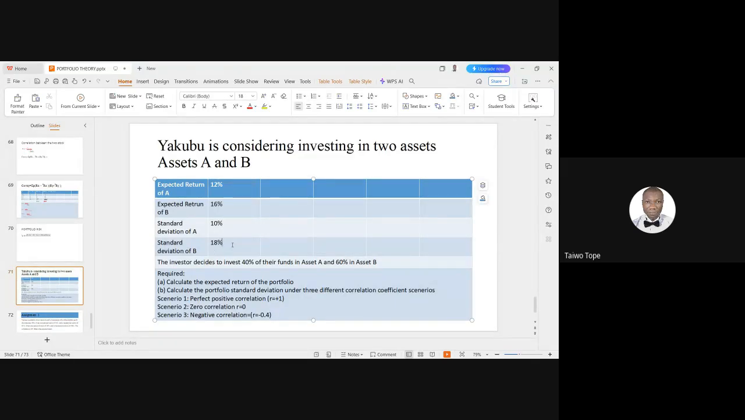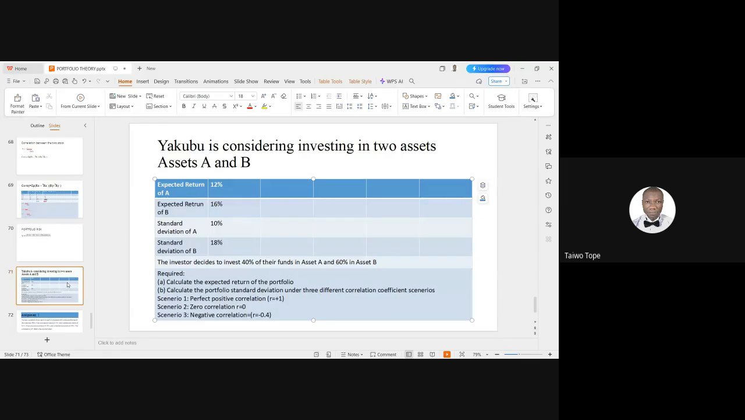In this question, they've helped us. They've even reduced the work for us. So the investor decides to invest 40% of their funds in asset A and 60% in asset B. Required, calculate the expected return of the portfolio, calculate the portfolio standard deviation under 3 different correlation coefficient scenarios. Scenario 1, perfect positive correlation of +1. Scenario 2, 0 correlation. Scenario 3, negative correlation, that is minus 0.4. So first and foremost, the expected return of the portfolio. This is very simple. Who can tell me what to do?